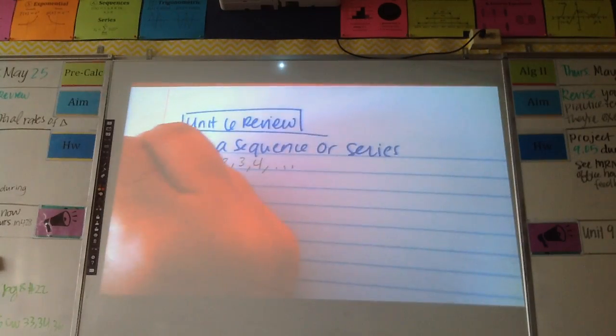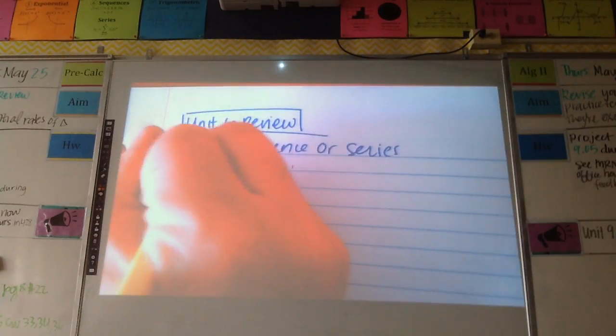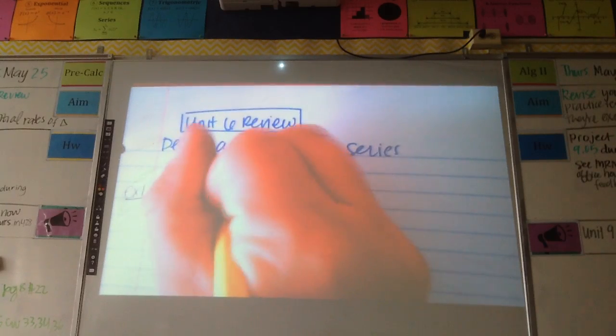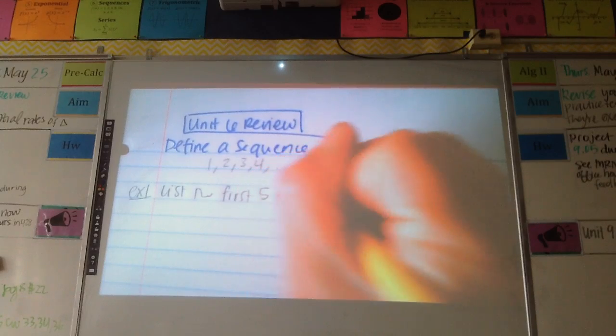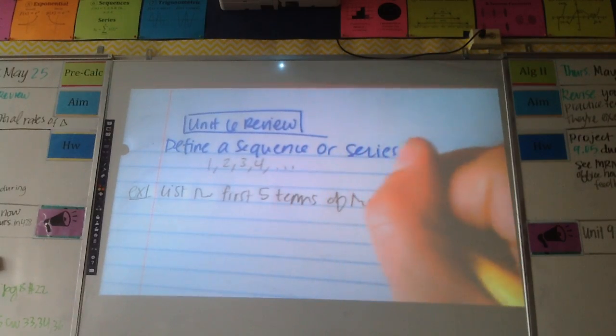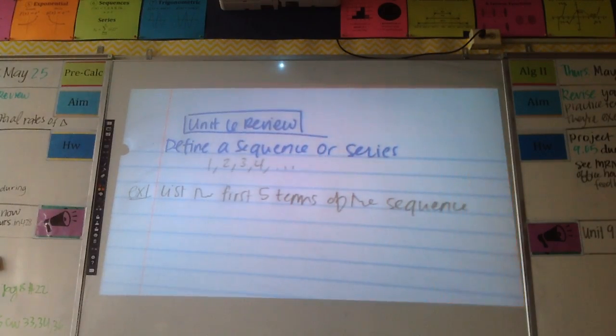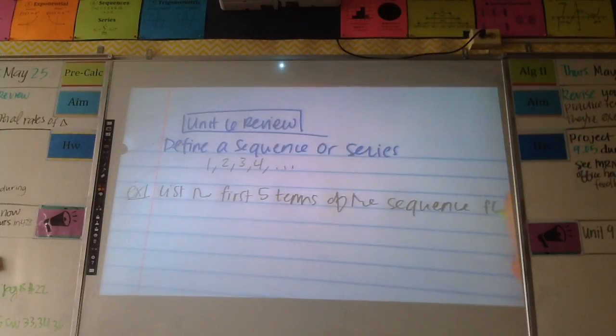Let's look at example 1. List the first terms, let's say the first 5 terms of the sequence f of n equals 5.2 plus 1.6n, where n is greater than or equal to 0.